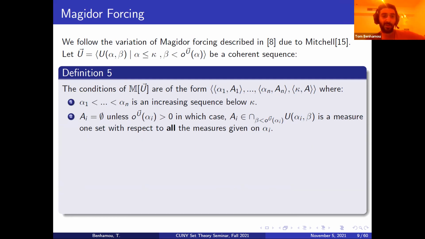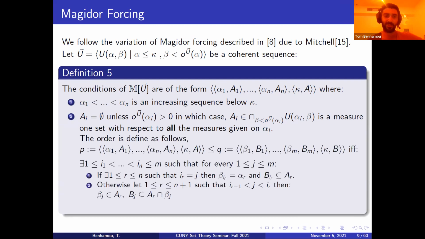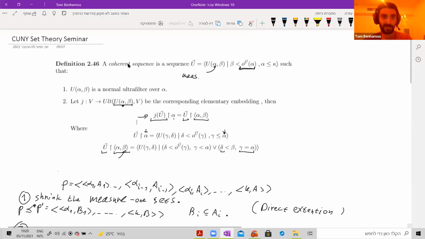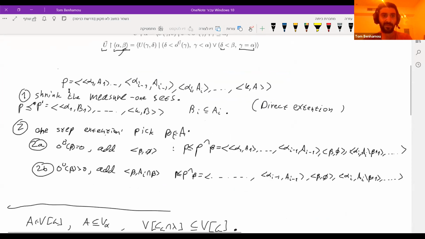Okay, so how is the order defined? I wrote here the formal definition of the order, which I don't think is quite clear in how it works. So let me just show you how to think about it. For this, I need to go back to my writing page. So let's say we have a condition here, P in MU. And let's say we would like to extend it somehow. So there are three ways we can extend it.